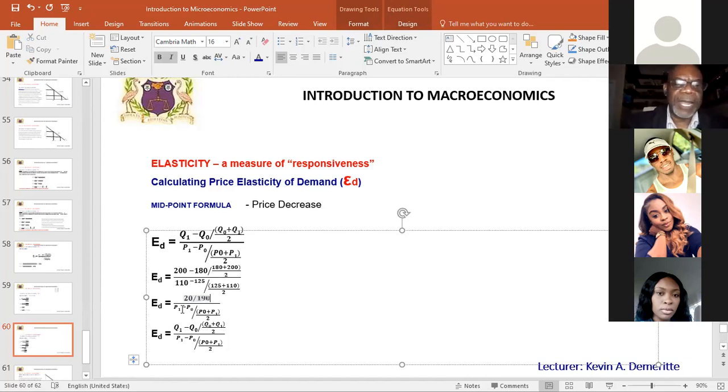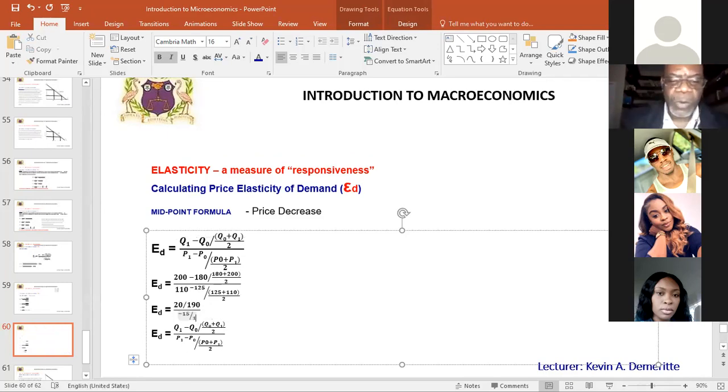All right. Now, 110 minus 125 is negative 15. And here we have 125 plus 110 divided by 2. That's 117.5.